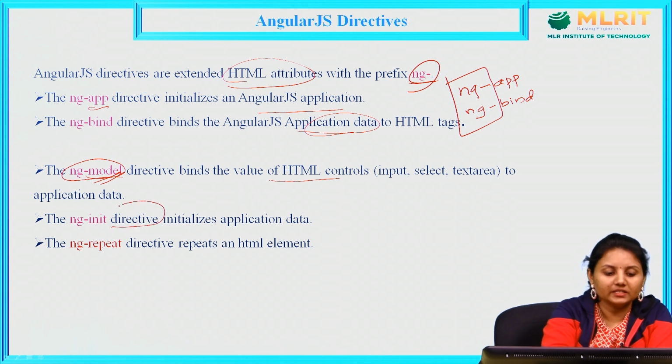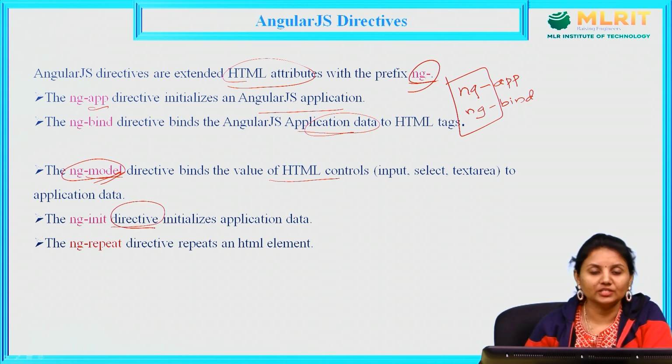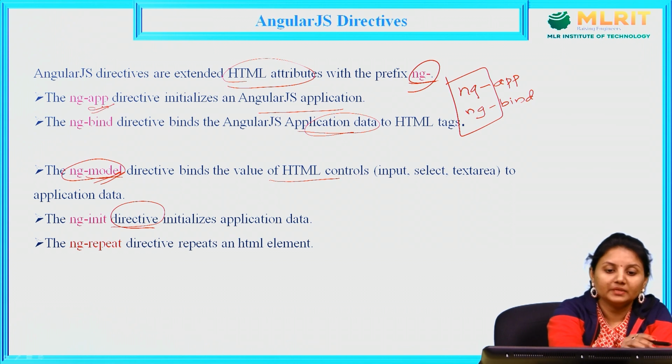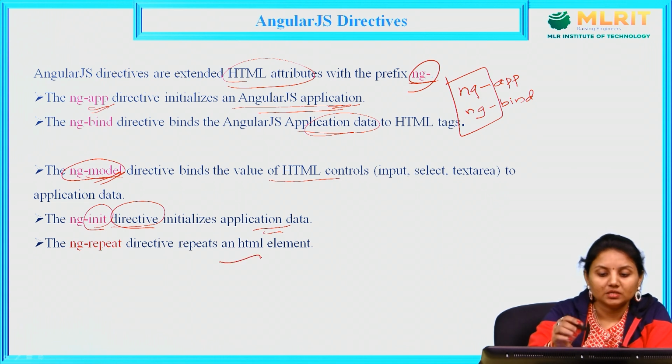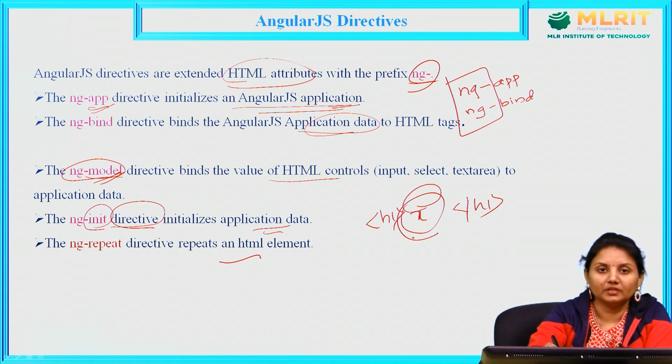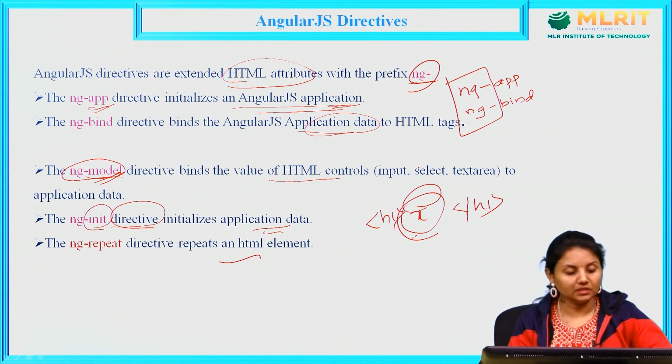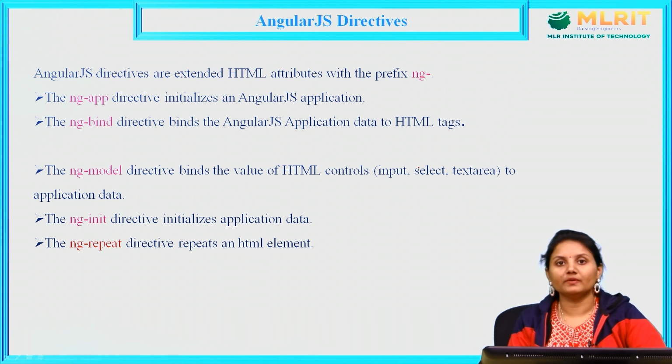The ng-init directive initializes the application data. Initializing means, if you want to start your application, you give an ng-app name, but that is just to initialize your AngularJS application. But here, ng-init initializes what? Application data. ng-repeat repeats an HTML element. Suppose you are giving an element to be printed with the h1 tag, say x value; the value you give in AngularJS will be repeated and all the values will get printed here.